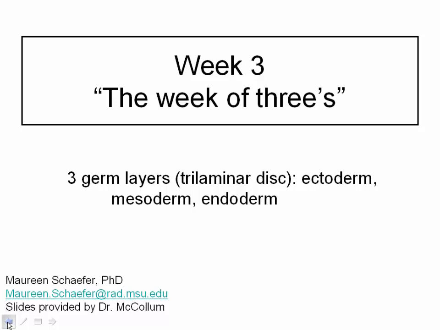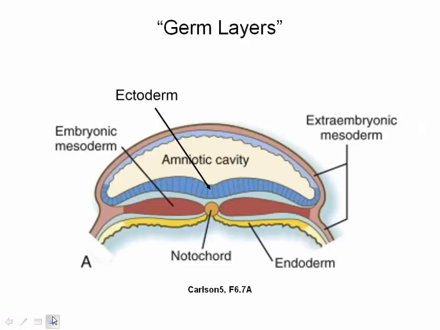It is also during Week 3 that the body axes are established, those being the cranial-caudal axis, dorsal-ventral axis, medial-lateral axis, and the right and left axis. Let's start our discussion by identifying each of the germ layers and naming some of the tissues and organs to which each gives rise. We'll then move on to how each germ layer is actually formed.